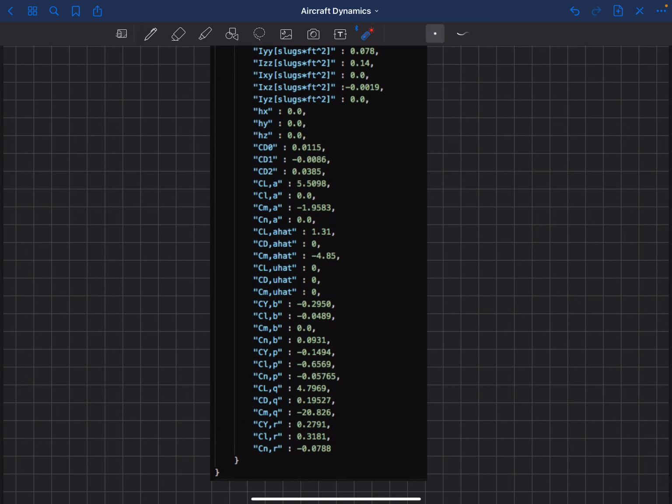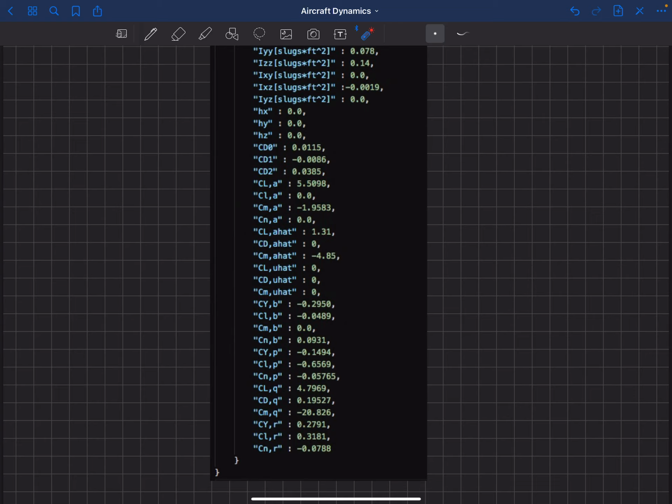And then these three terms tell me what my drag polar looks like, so CD0, CD1, and CD2 as a function of lift coefficient. And then we have derivatives with respect to alpha, alpha hat, mu hat, beta, and p bar, q bar, and r bar. I got all of these from an aerodynamic code that estimates these derivatives for me. I did need to estimate Cm alpha hat and Cl alpha hat by hand for this glider, using the methods I've already described above.